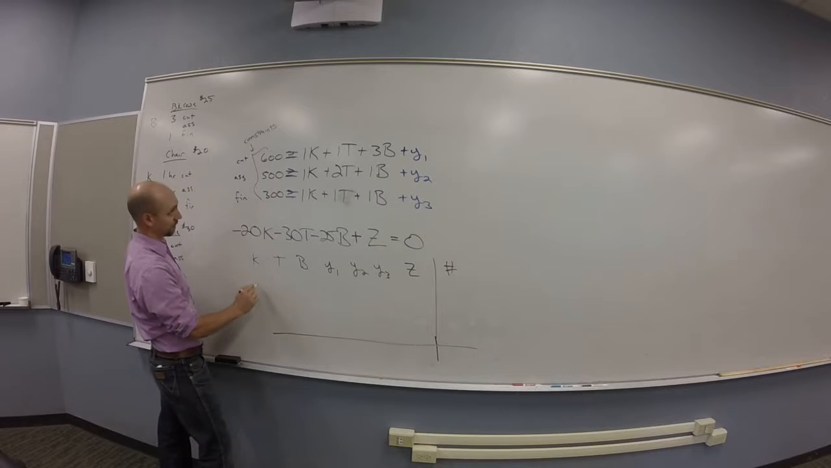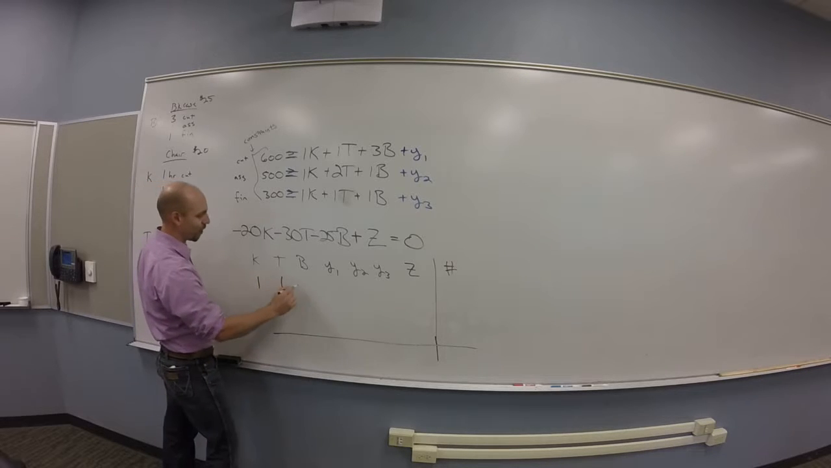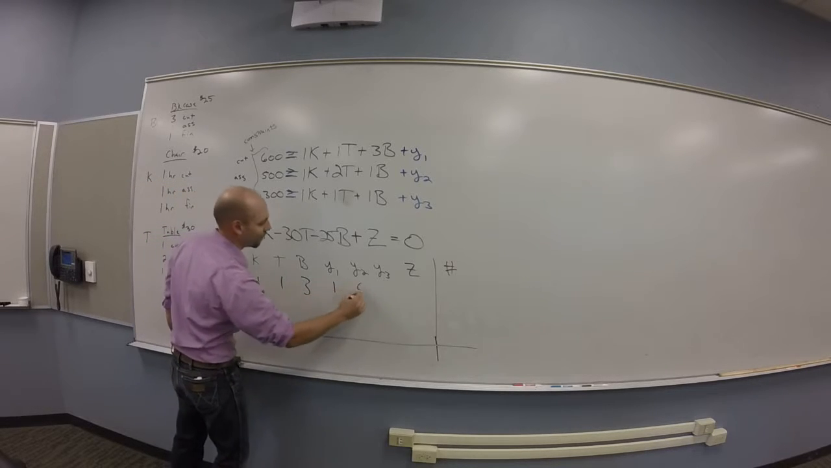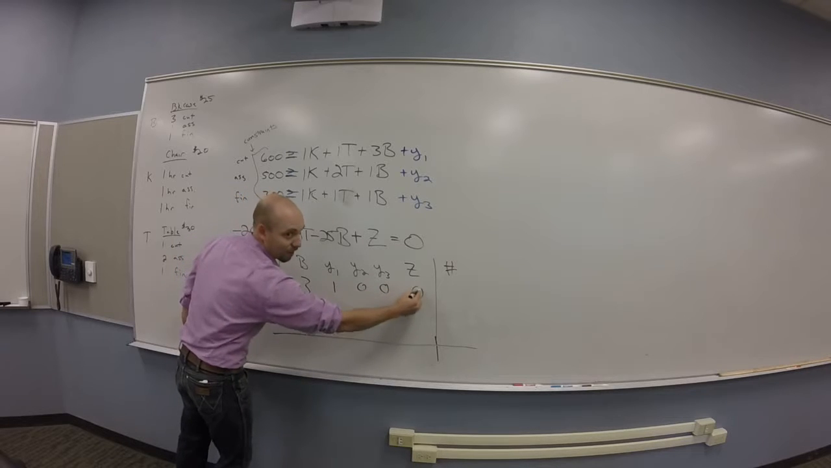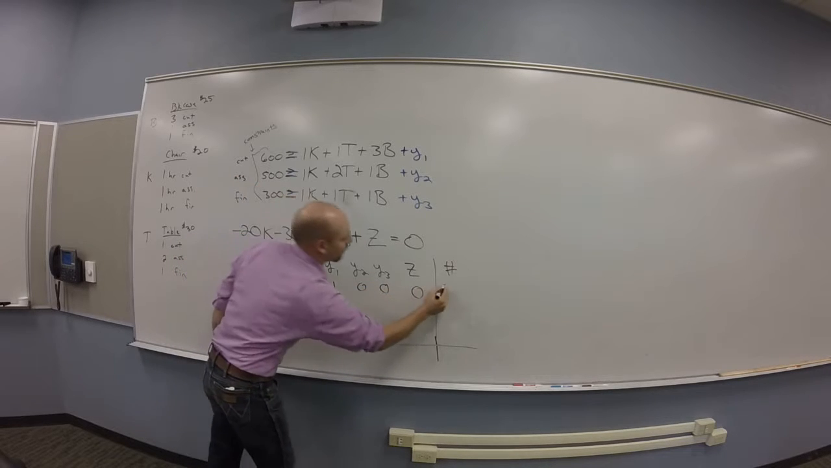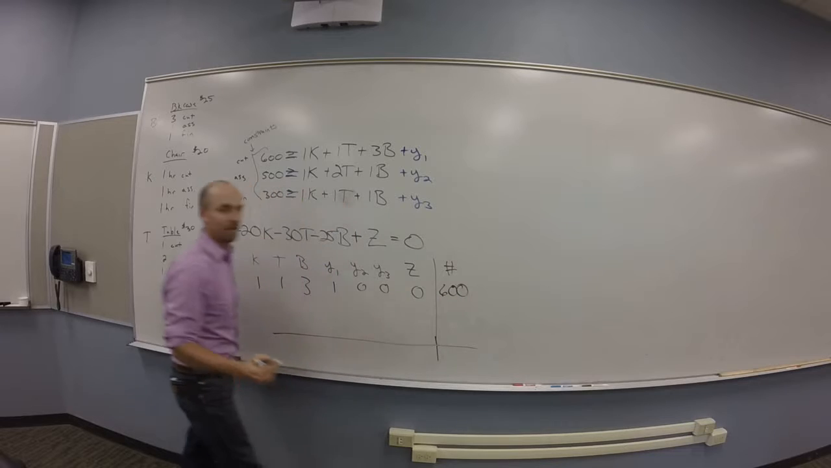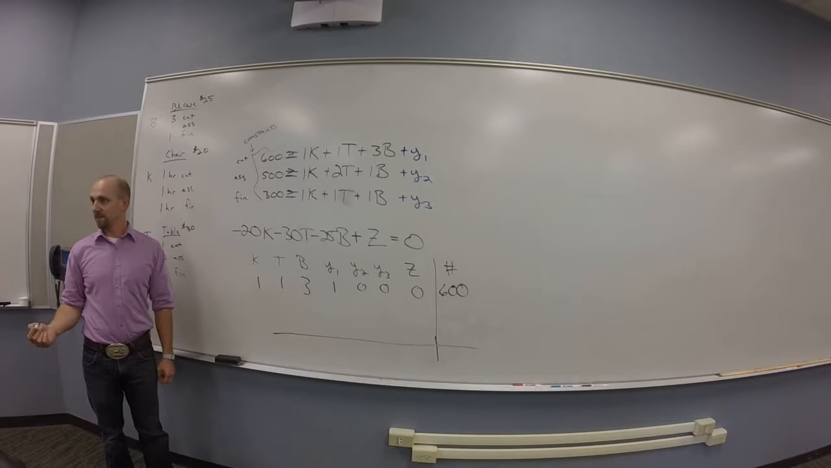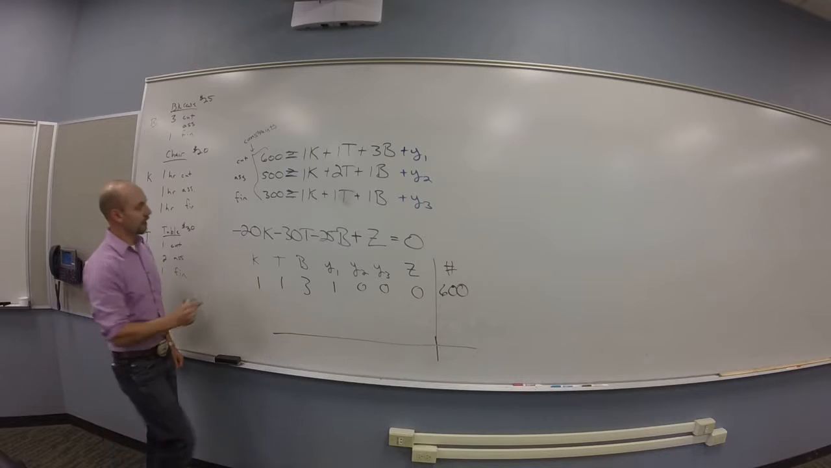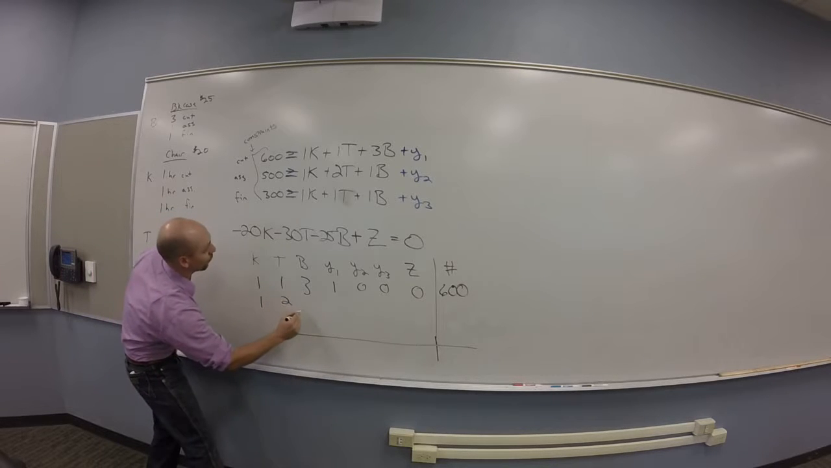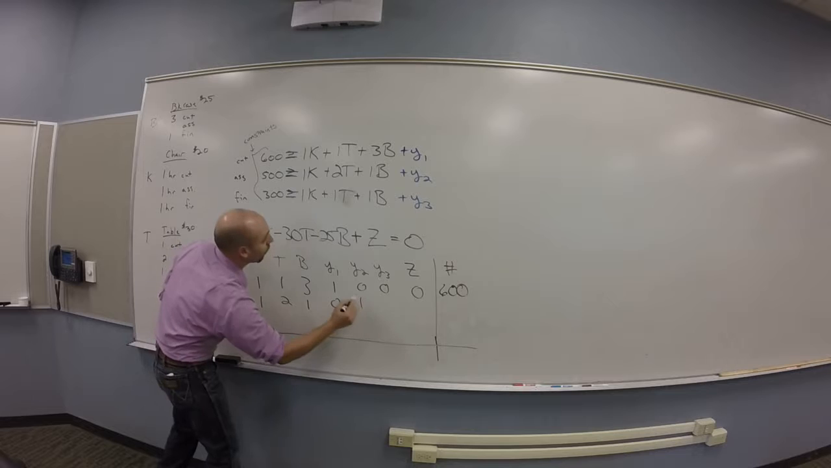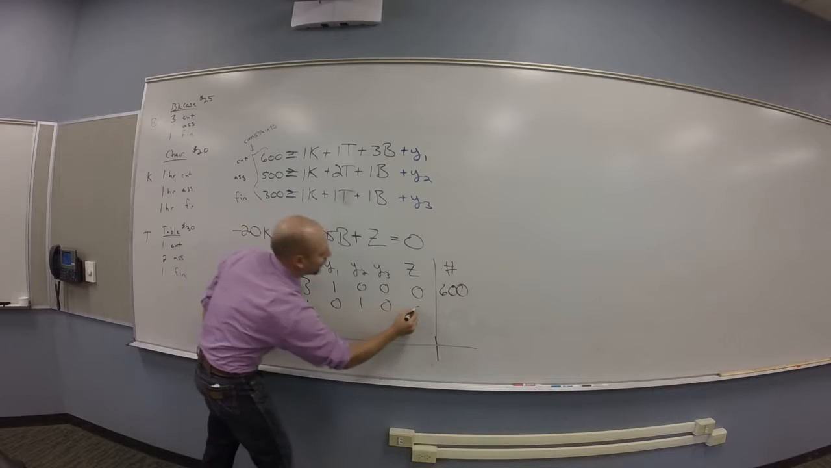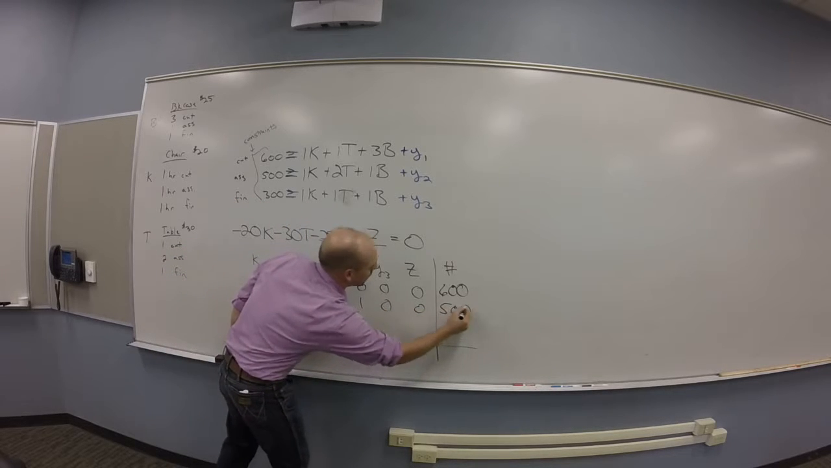So I think we got 1, 1, 3, 1, 0, 0, 0 and 600. Yes? Yeah. Okay, and second row, I think I got 1, 2, 1, 0, 1, 0, 0, 500.